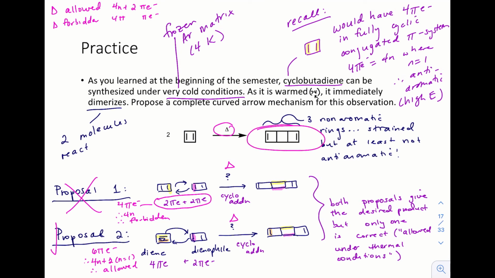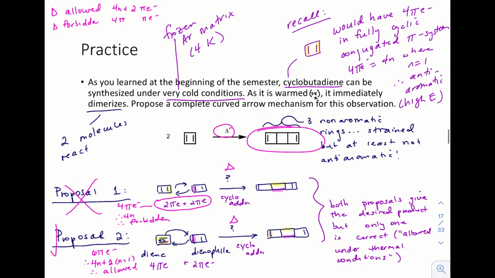It does make this highly strained system of 3 fused 4-membered rings, but that's still lower energy than the energy penalty associated with this molecule being anti-aromatic. And really, just for the record, only one new 4-membered ring is being created.